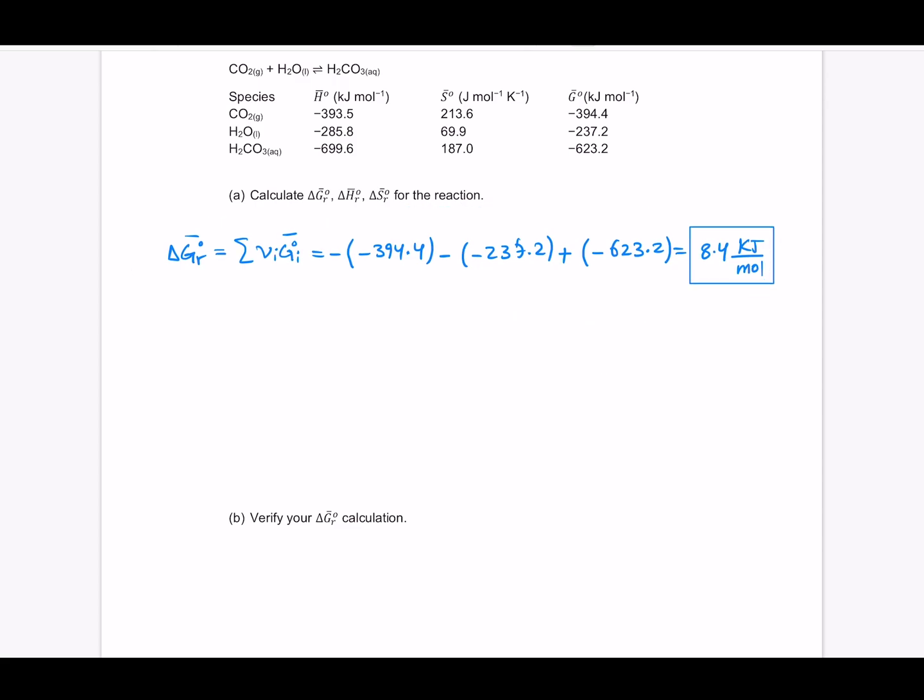So now we can do the same thing for delta H. So delta H of reaction at the standard condition is basically the stoichiometric coefficient times H_i at the standard condition. So minus 393.5, minus 285.8, plus minus 699.6. The units are in kilojoule per mole, so the overall is minus 20.3 kilojoule per mole.